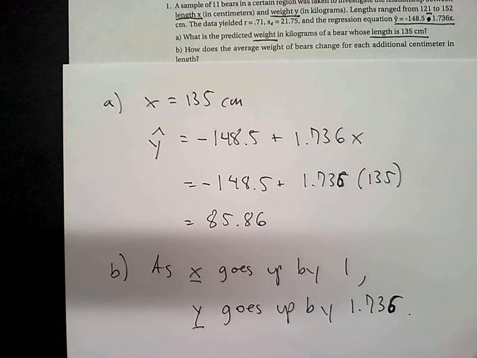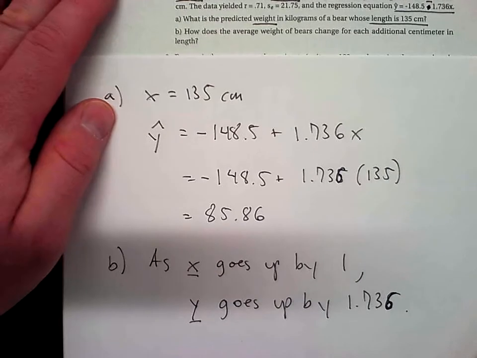Does that make sense? So basically what these problems are just asking you for is, what's the slope of the line? If the slope of the line is positive, then it's going to go up. If the slope of the line is negative, it's going to go down. Does that make sense? Any questions about 1A or B?